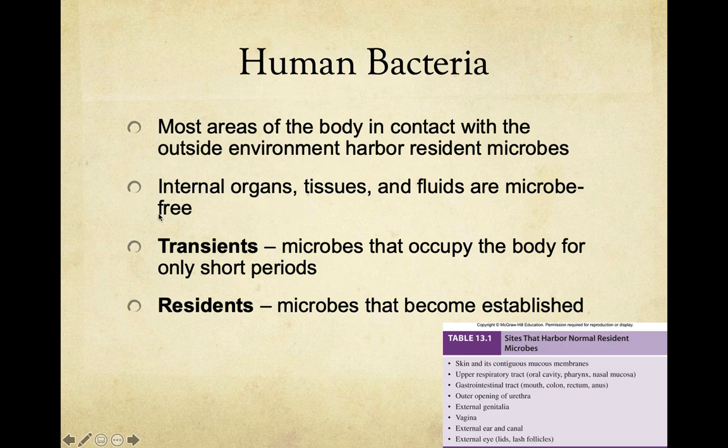You look for the presence of bacteria that are in those tissues where they're not supposed to be. When bacteria and different microbes get into tissues they're not supposed to be in is when the process of disease can occur. So once again, we've talked about these two different types of microbes a lot.